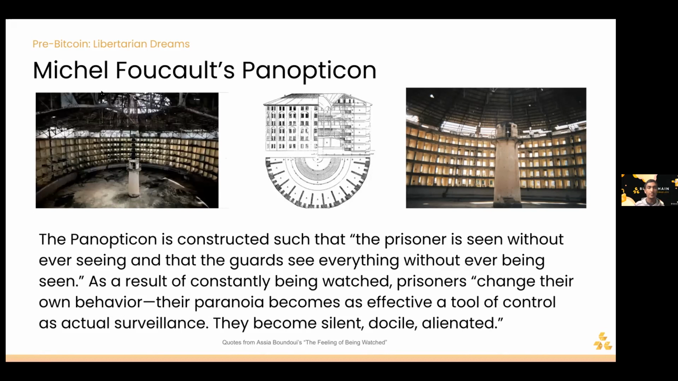So the mere implication that you could be watched is what creates the lack of privacy, and it creates a constant threat of supervision. So the prisoner is seen without ever seeing, and the guards see everything without ever being seen. Foucault argues that as a result of constantly being watched, prisoners change their own behavior, and their paranoia becomes as effective a tool of control as actual surveillance. They become silent, docile, and alienated. And the Panopticon is a very good extension of why privacy matters in today's society.